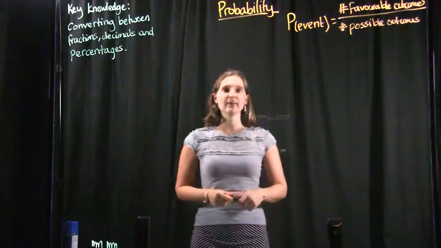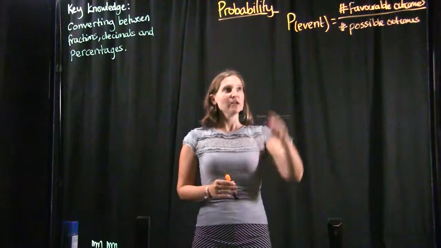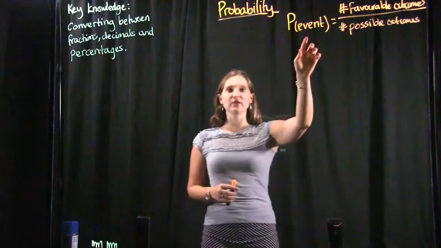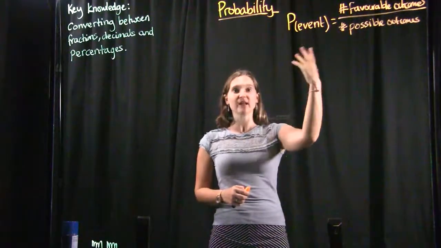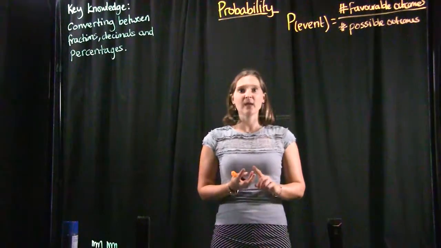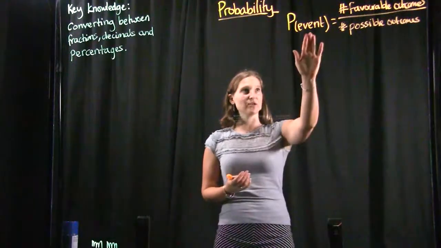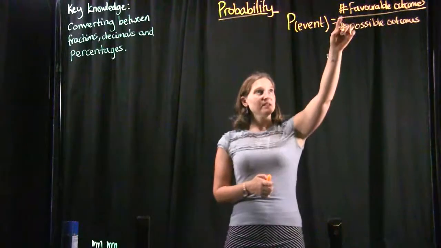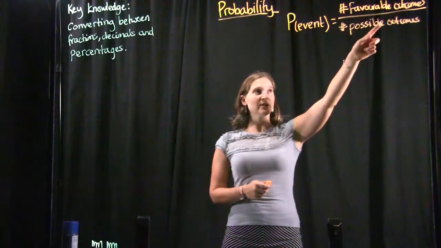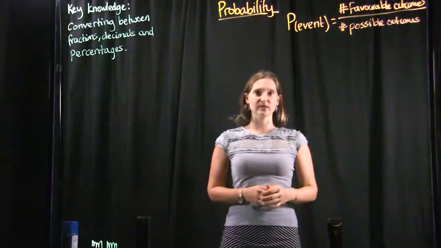You also need to recap the formula for probability. So the probability of an event, and this word event won't be in your formula, will say the event that is happening. So it might be rolling a dice, it might be flipping a coin, it might be picking something out of a bag, and you're going to put that in here. Then this hashtag here means the number of. So the number of favourable outcomes over the number of possible outcomes.